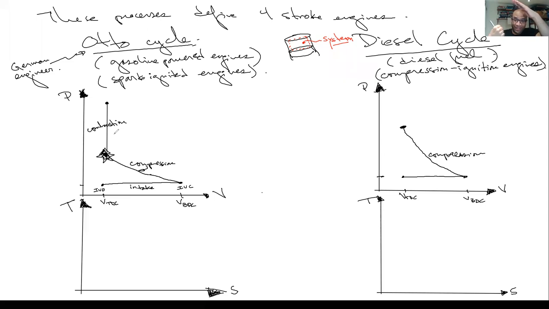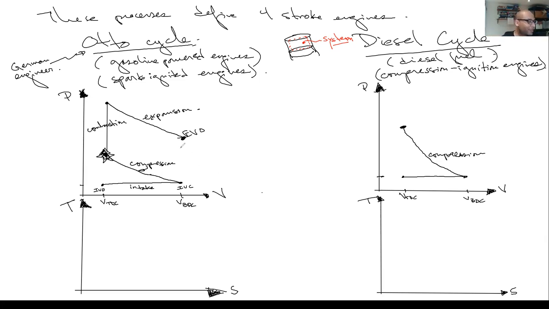Intake, close the intake valve, compress, bang, burns, push. So now we have high, very high pressure gases. They push onto the piston, which then moves down, vroom, to the bottom position. So this is now expansion or power stroke. And then we open the exhaust valve. And well, what happens is a blowdown. I open the exhaust valve, the pressure is very high.